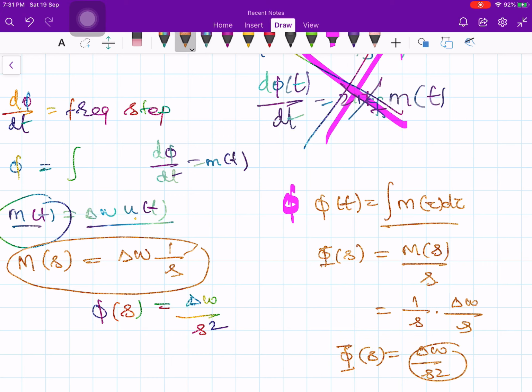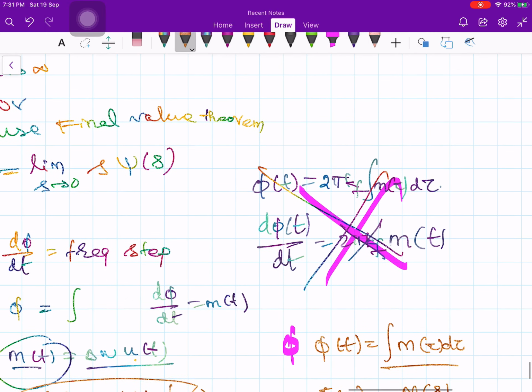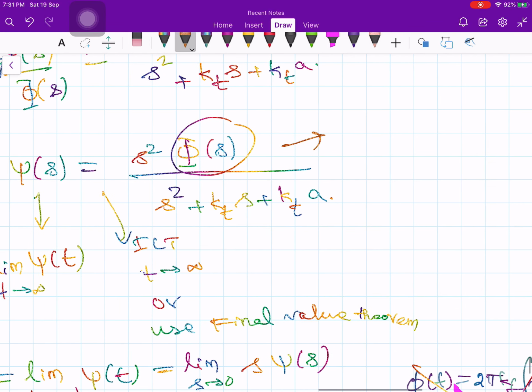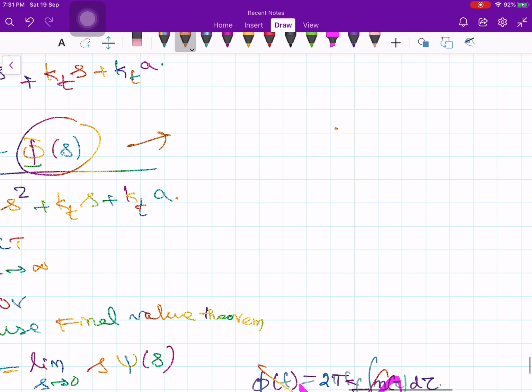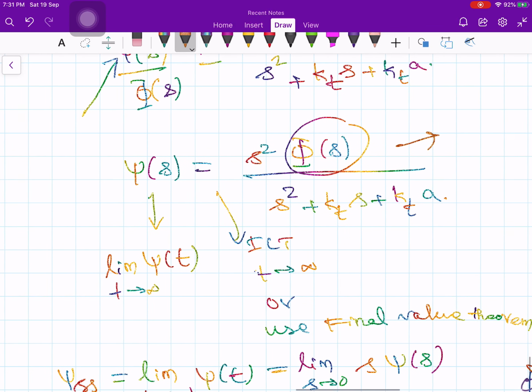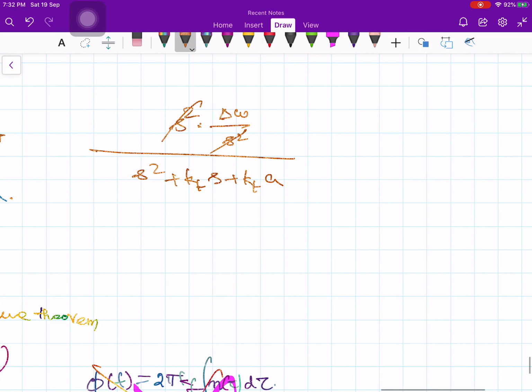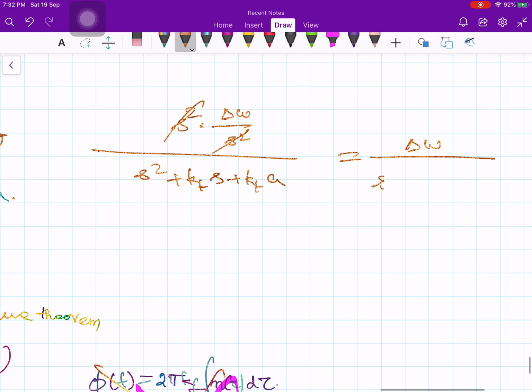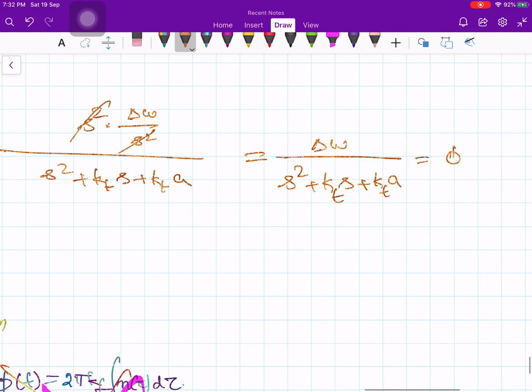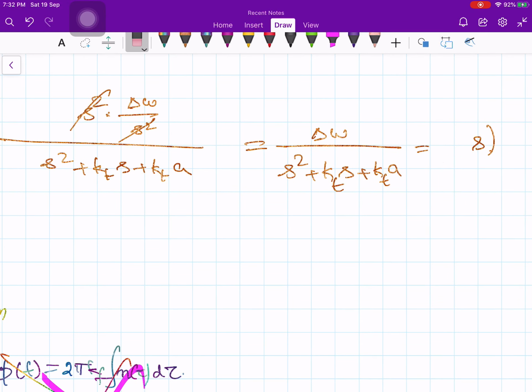That's it. So substitute this value in this expression. Where is it? In this guy. Therefore s squared times delta omega divided by s squared, whole divided by s squared plus k suffix t s plus k suffix t times a. So s squared will get cancelled. You will get delta omega divided by s squared plus k suffix t times s plus k suffix t times a. What is this? This is my psi of s. Input, right? Psi of s.